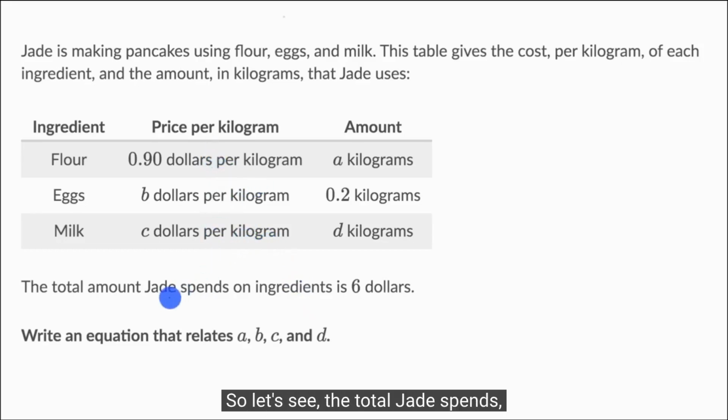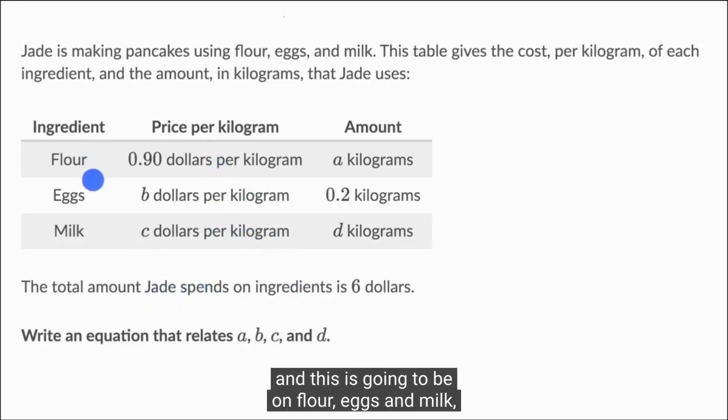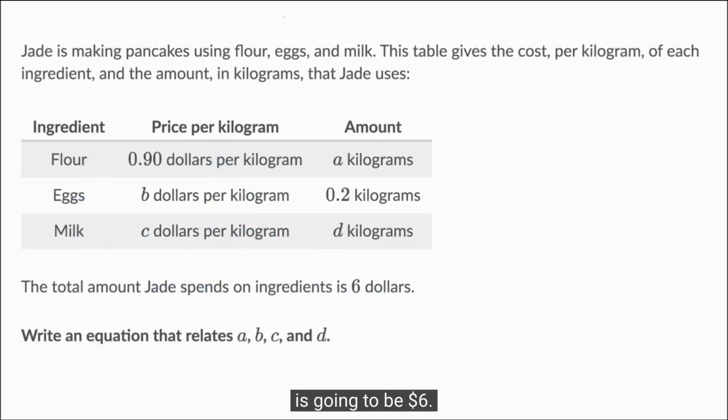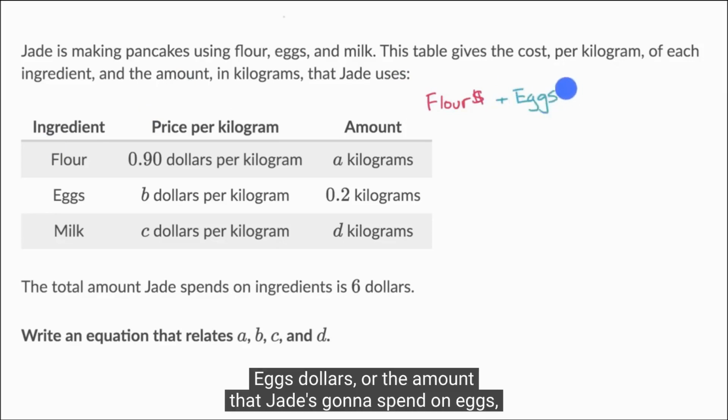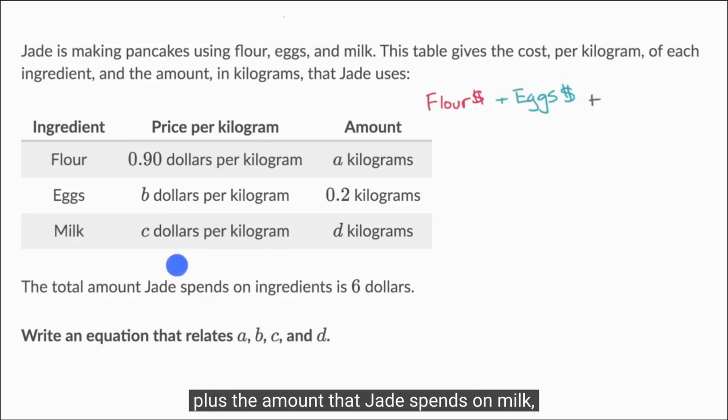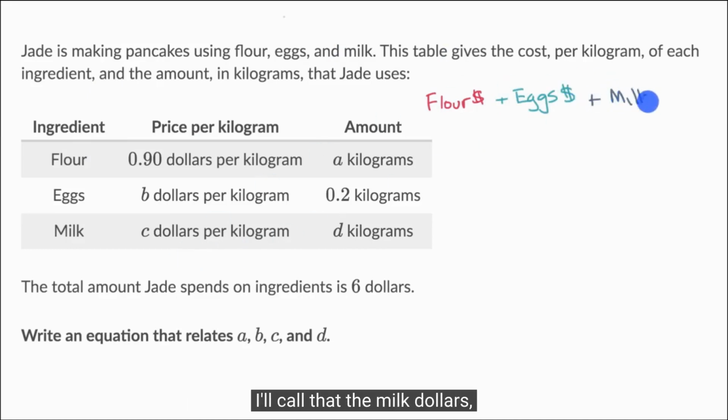So let's see. The total Jade spends, and this is going to be on flour, eggs, and milk, is going to be $6. So one way to think about it, and I'll do this in different colors, is the flour dollars plus the eggs dollars, or the amount that Jade is going to spend on eggs, plus the amount that Jade spends on milk, I'll call that the milk dollars, is going to be equal to the total amount, $6.